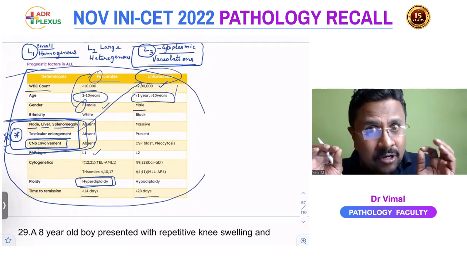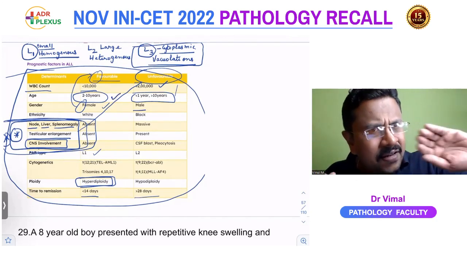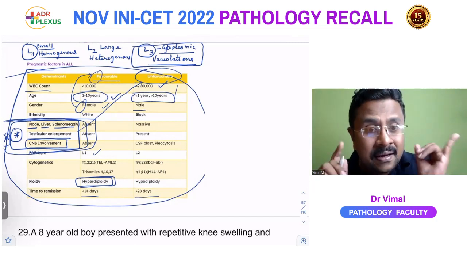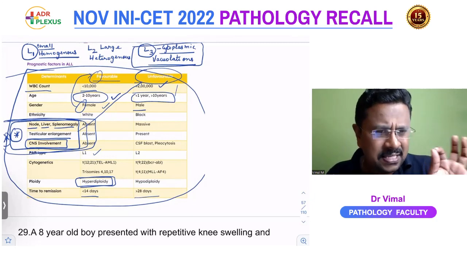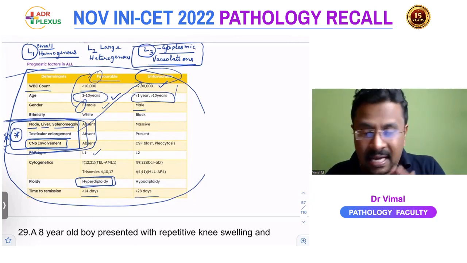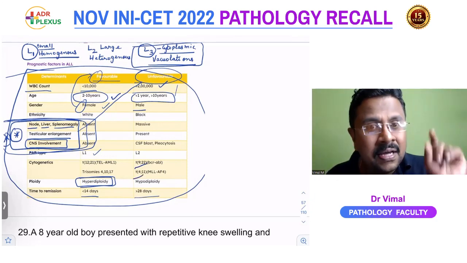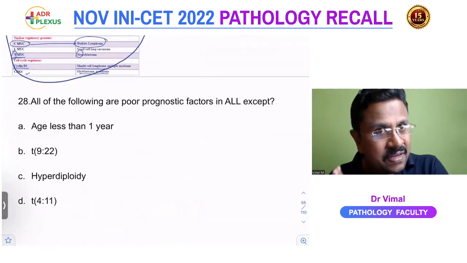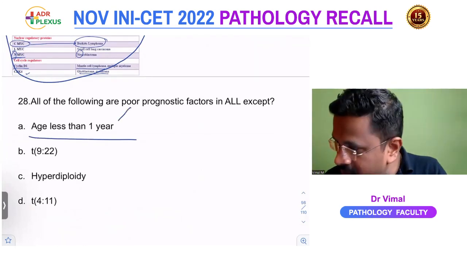ALL is actually common in children. At 2 to 10 years, it carries a favorable prognosis. Whether less than 1 year or above 10 years, it carries a poor prognosis. Node, liver, spleen, testicular and CNS involvement all carry poor prognosis. You will remember translocation 9;22 and translocation 4;11 as unfavorable prognosis. All of these were given in the options of the question. You see here, age less than 1 year, yes, it is a poor prognostic factor.